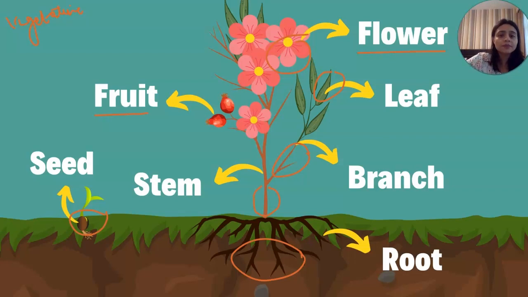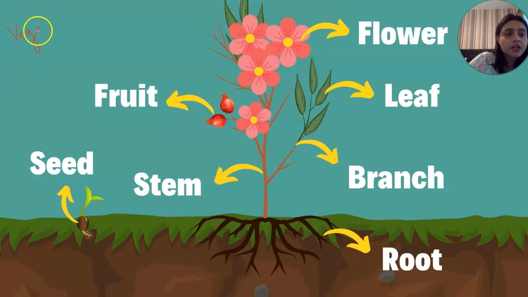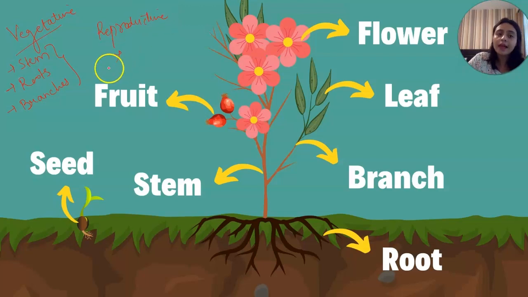Come on, can you tell me what the vegetative parts are? Yes, the vegetative parts of a plant are the stem, the roots, the branches. All of these are the vegetative parts. But what is the reproductive part of a plant? That is the flower and also leaves.